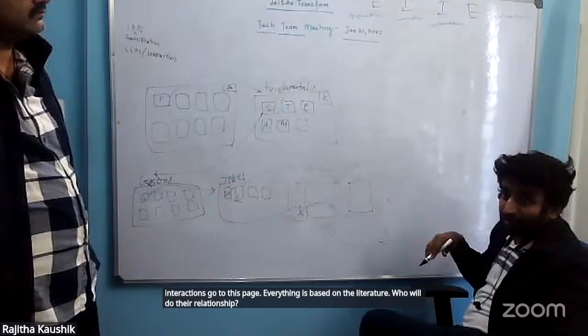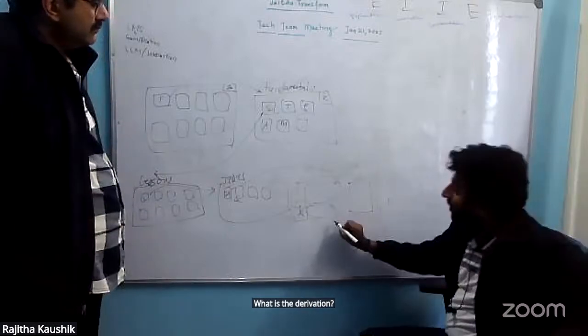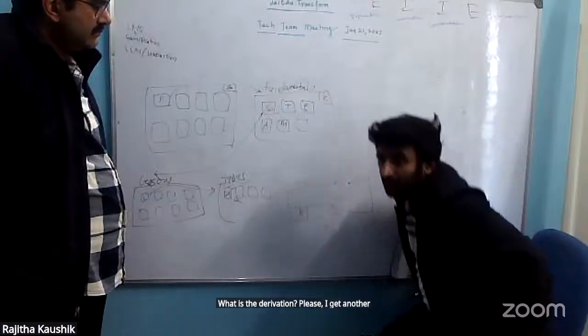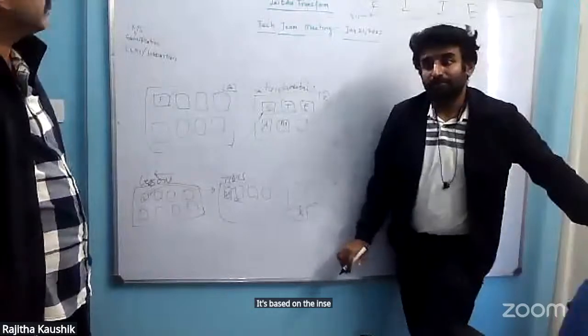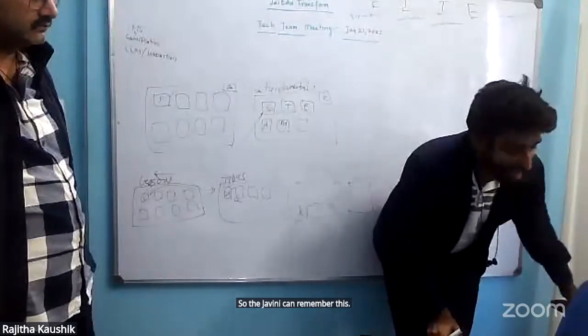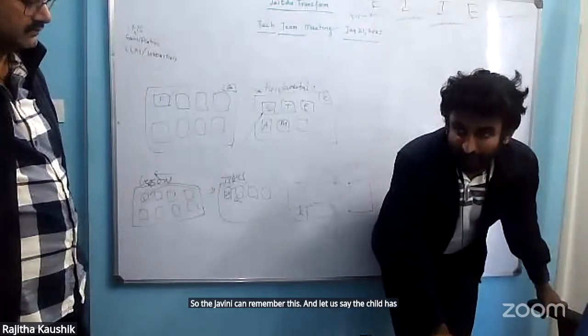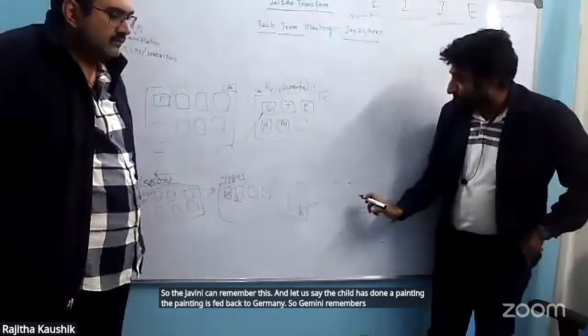System only. What is the evaluation software? In the AI part, it's again another quiz, no? No. It's based on the insights. So the Gemini can remember this. And let us say the child has done a painting. The painting is fed back to Gemini. Correct. So Gemini remembers this and sees that and gives some more.